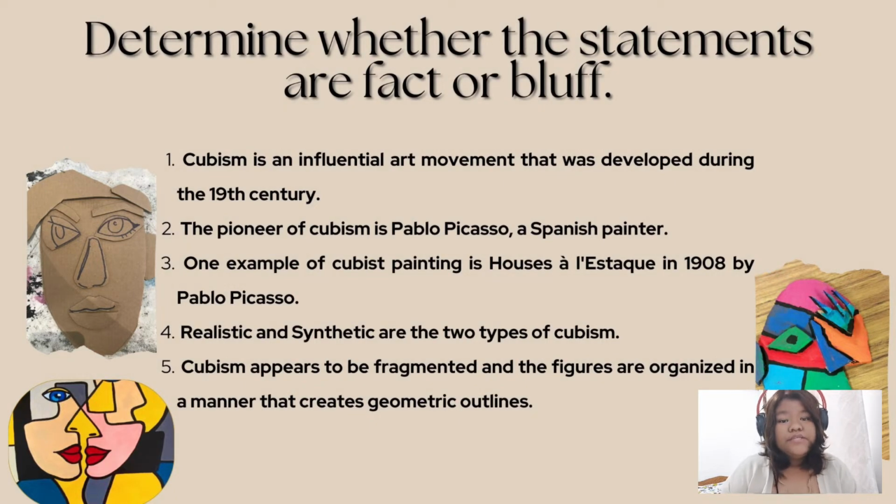First, Cubism is an influential art movement that was developed during the 19th century. Bluff. Next, the pioneer of Cubism is Pablo Picasso, a Spanish painter. Fact. One example of a Cubist painting is Houses at l'Estaque in 1908 by Pablo Picasso. Bluff.